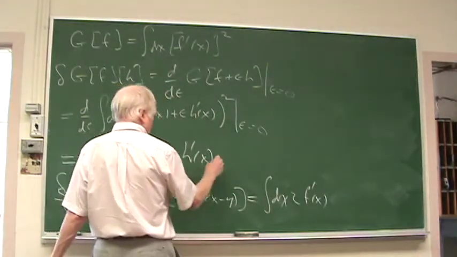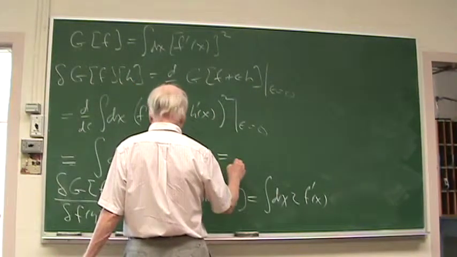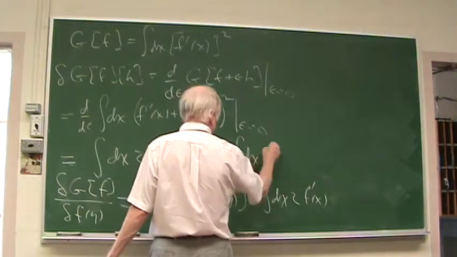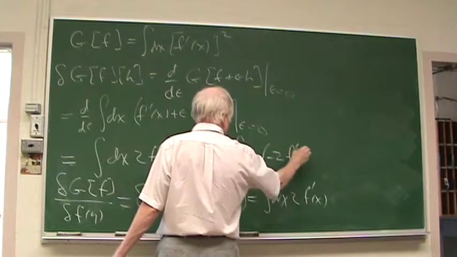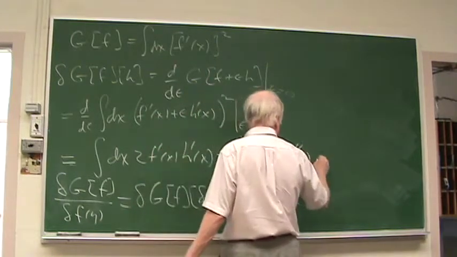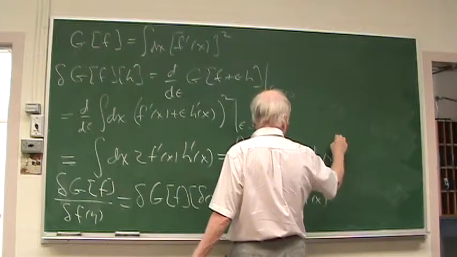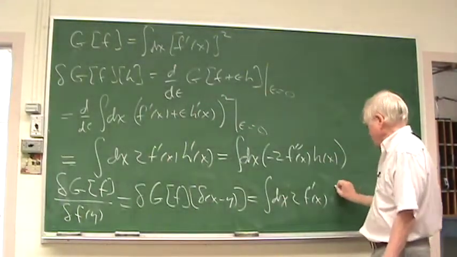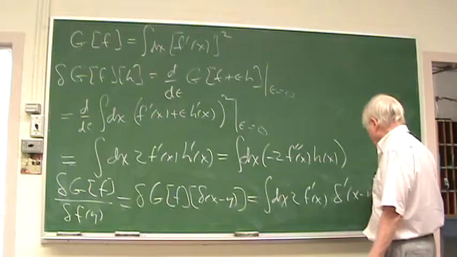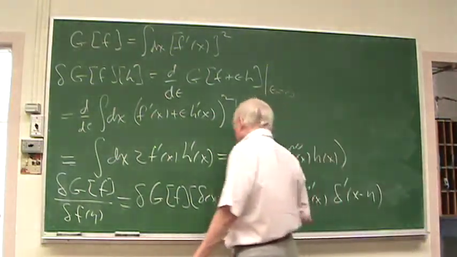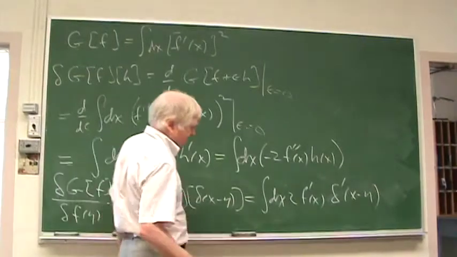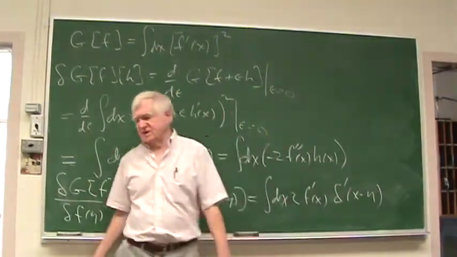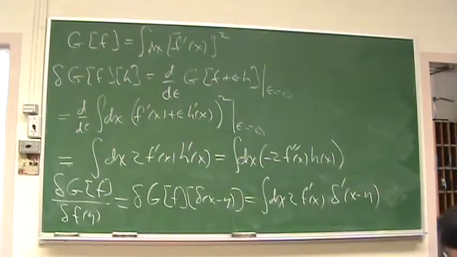Suppose we integrate by parts. Then we get dx minus 2 f prime of x double prime h of x. Or we could leave it as the delta function. Then we have delta prime. In fact, it's in a sense better to leave it as the delta function, because then we have the derivative of the delta function. Let me just mention something about delta functions.